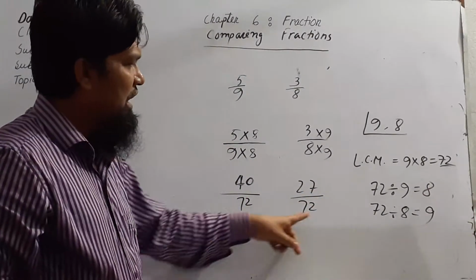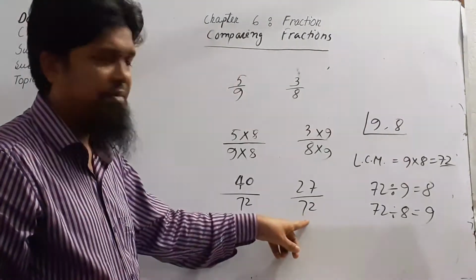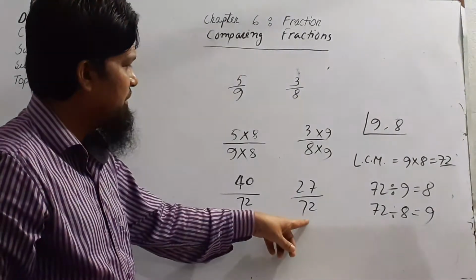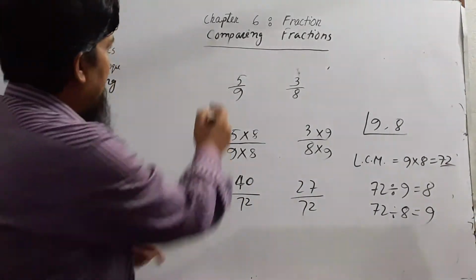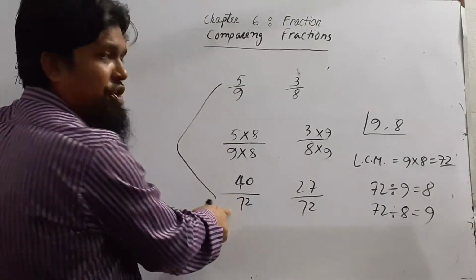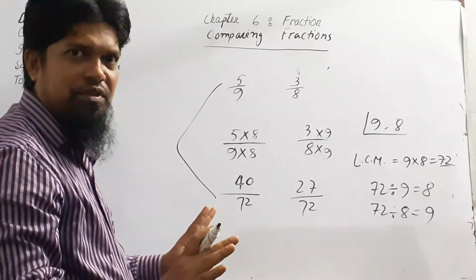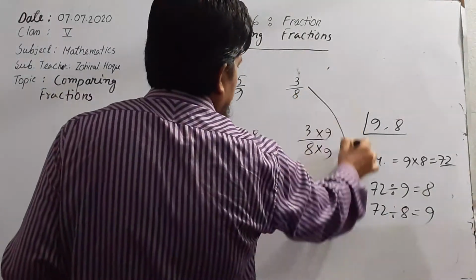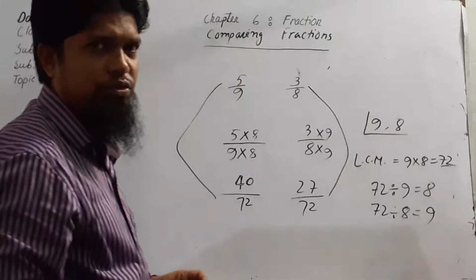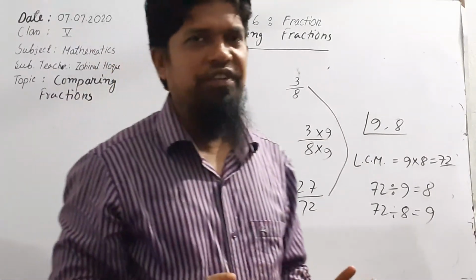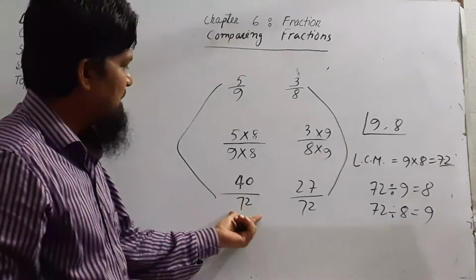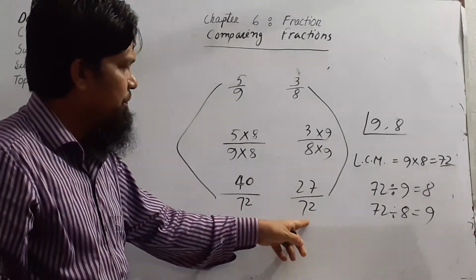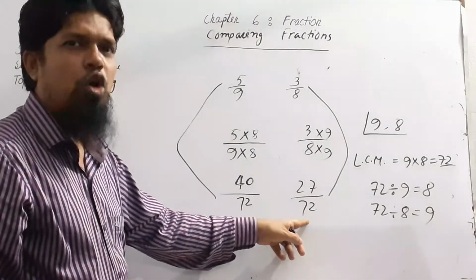Look, now the denominators are same. Denominators are same and numerators are different. 5 by 9 and 40 by 72 are same. 3 by 8 and 27 by 72 are same. There is no difference in values, but they look different. We have just made the denominator common denominator.